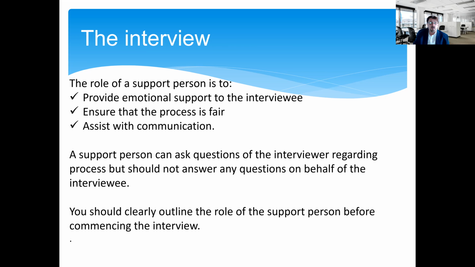You can't decide who the person's support person is, but you can decide who they are not. They can't be children. They can't be someone involved in the investigation in any way, shape or form. They can't be anyone who apparently doesn't have the capacity to be involved in the interview. But you can't say to the person, you've got to have this support person.